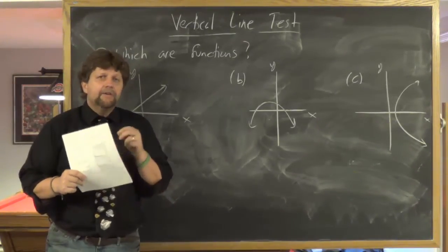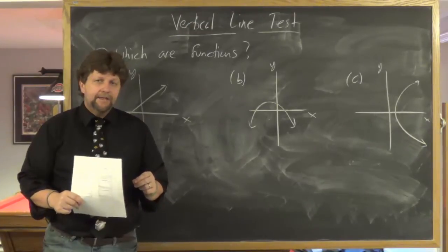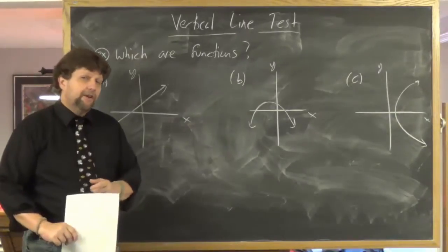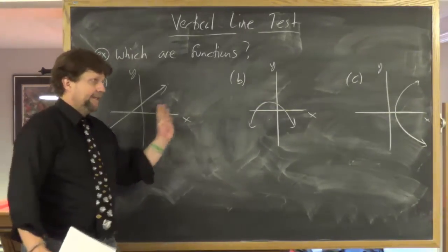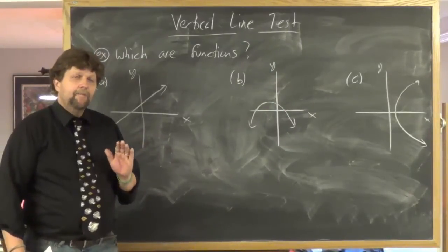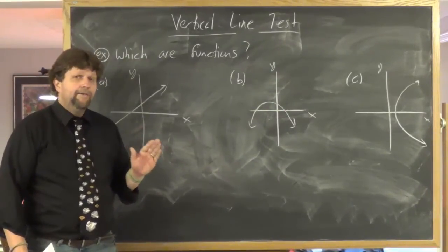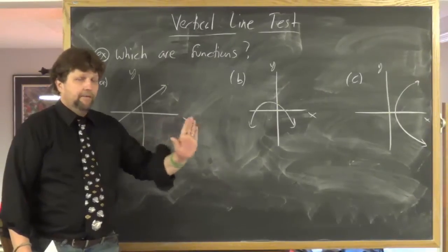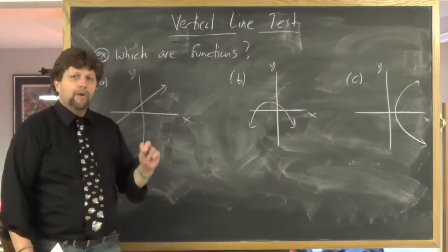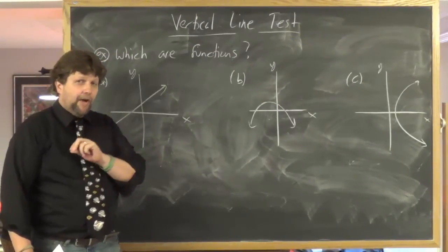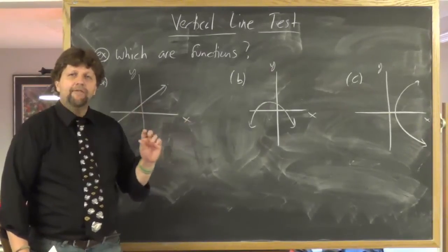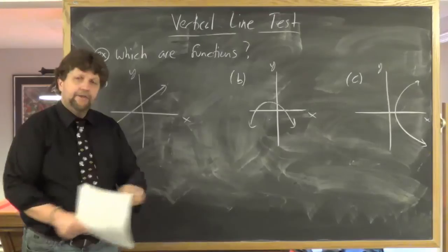Quite simply, here's my version of the vertical line test. If I have a graph and I'm asked, is y a function of x? And I see a graph. What I'm going to do is look and see, can I draw one vertical line anywhere, one vertical line that intersects the graph in more than one point? If I can draw a vertical line, and all it takes is one vertical line, that intersects the graph in more than one point, then I do not have a function.